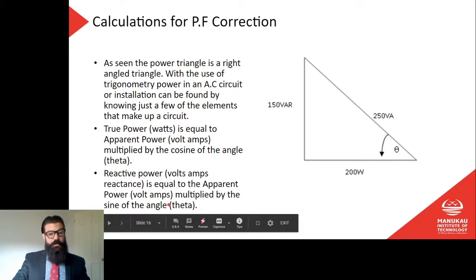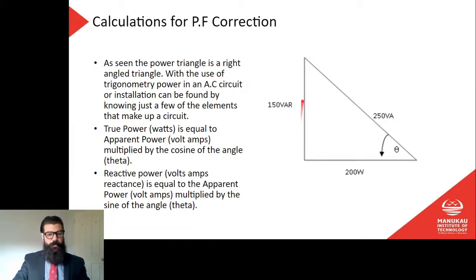Reactive power is equal to the apparent power multiplied by the sine of the angle, because reactive power is the O, the opposite, and the apparent power is still my H. So SOH: sine of the angle times the hypotenuse equals the opposite. SOHCAHTOA again.